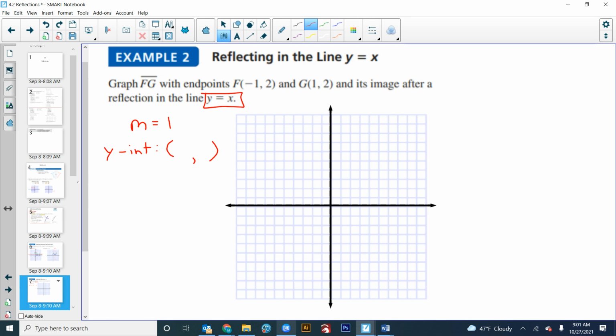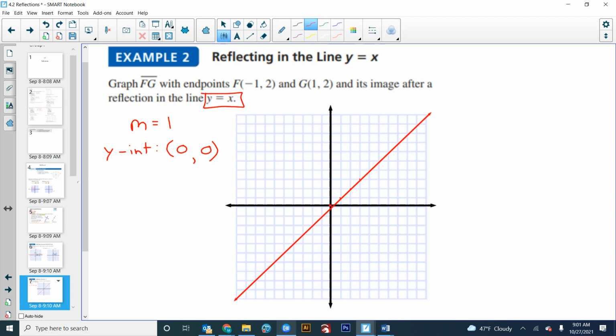Yes. M is the slope. B is the y-intercept. Well, there's no b there. It's not like plus 2, plus 5, plus 10. So b is 0. So the y-intercept is 0, 0. My slope is 1. Up 1, over 1, up 1, over 1, up 1, over 1. That's the line y equals x. You're going to find that popping up in math a lot over the years. Y equals x.